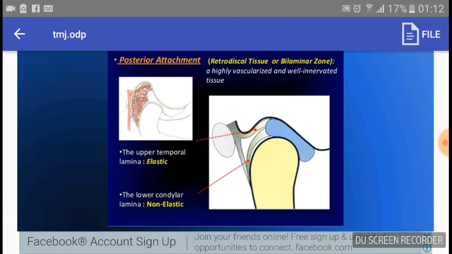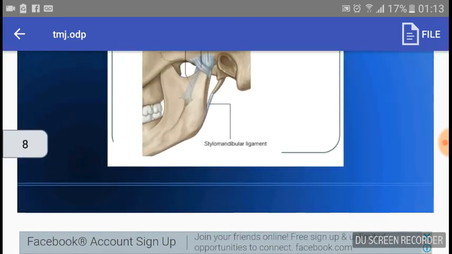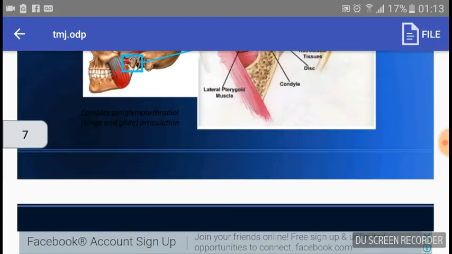The retrodiscal pad, which is a highly vascular neural portion of the temporomandibular joint, is located here. The temporomandibular joint has many compartments, and the articular disc divides the temporomandibular joint into a superior and inferior compartment.